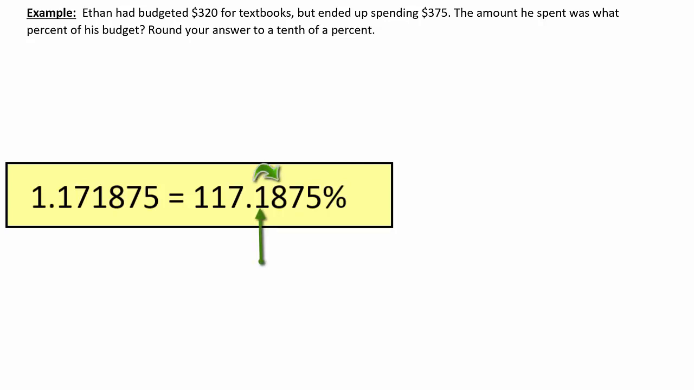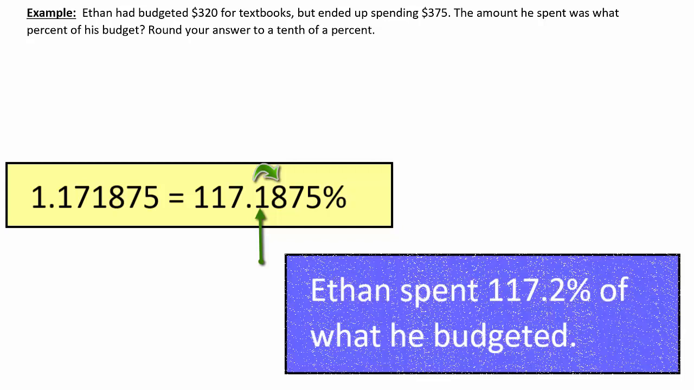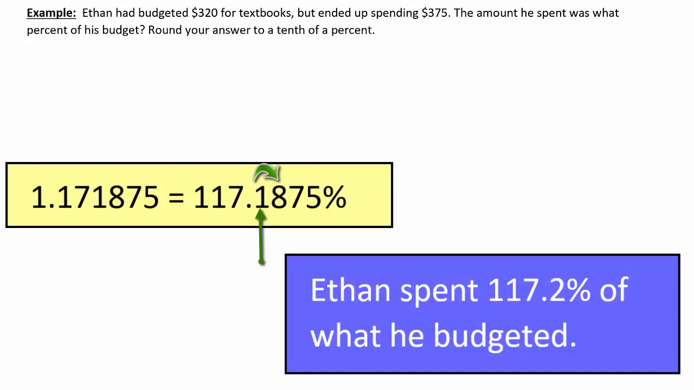So we look next door to the 8. Is that a 5 or greater? Yes. Therefore, the 1 becomes a 2. So we round it up to 117.2%. Ethan spent 117.2% of what he had budgeted.